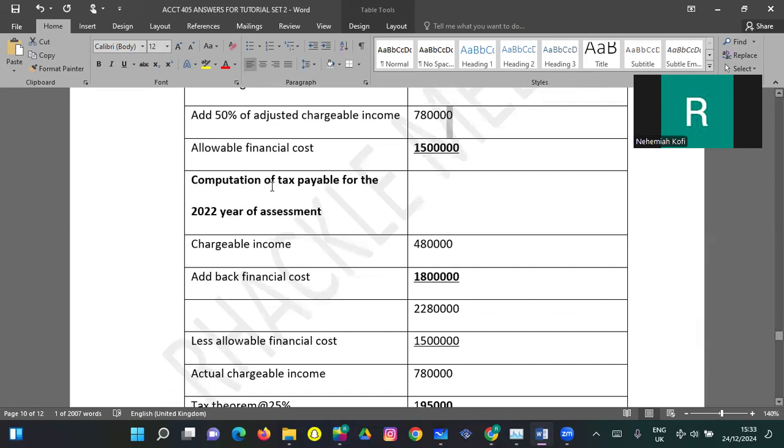All right. So now if we want to compute our tax payable for the 2022 year of assessment, chargeable income is 480,000. Then we add back our finance costs, right? But finance gain is already included, so we leave it as it is. Then we arrive at this figure. Then we less our financial cost, the allowable one, which is the one that we just computed. All right, we less it, then we get our actual chargeable income, which is 780,000.